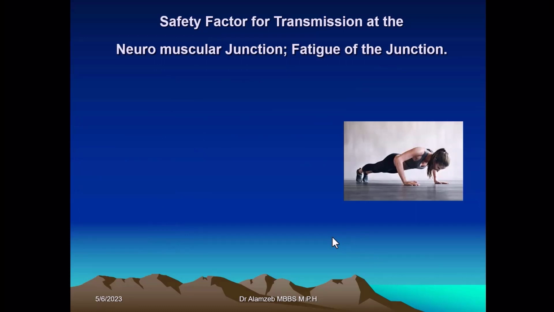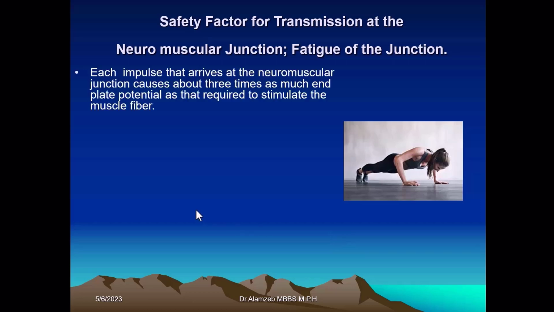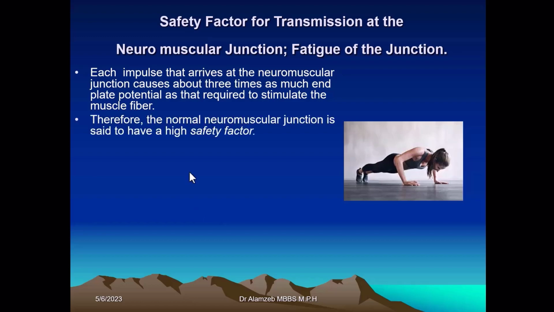Now we will discuss the safety factor for transmission at the neuromuscular junction, and fatigue of the junction. Each impulse that arrives at the neuromuscular junction causes about 3 times as much end plate potential as that required to stimulate the muscle fiber. So this is the safety factor. Therefore, the normal neuromuscular junction is said to have a high safety factor. If there is any abnormality, this can save the muscle from easy fatigue.